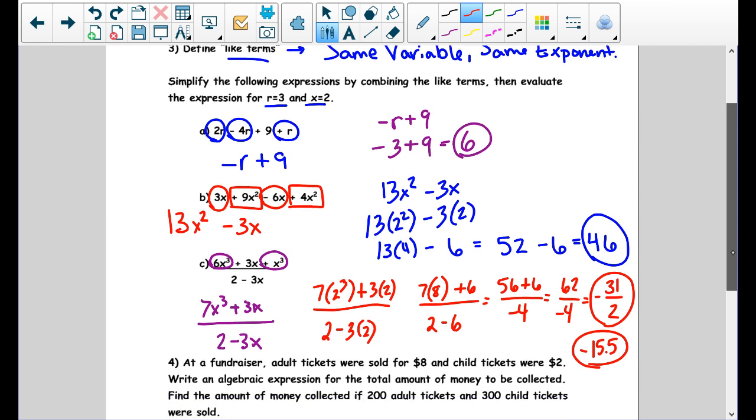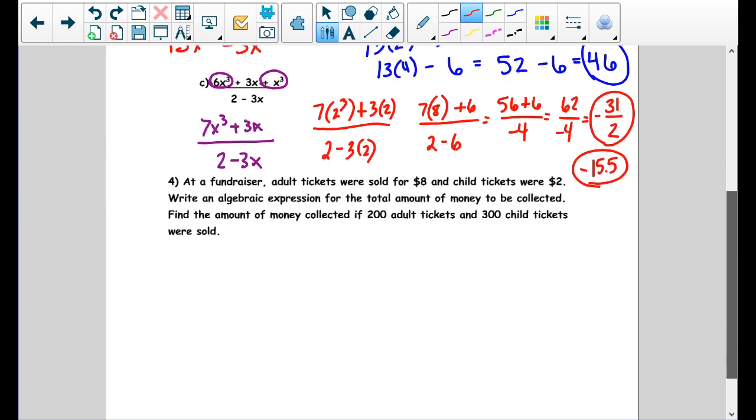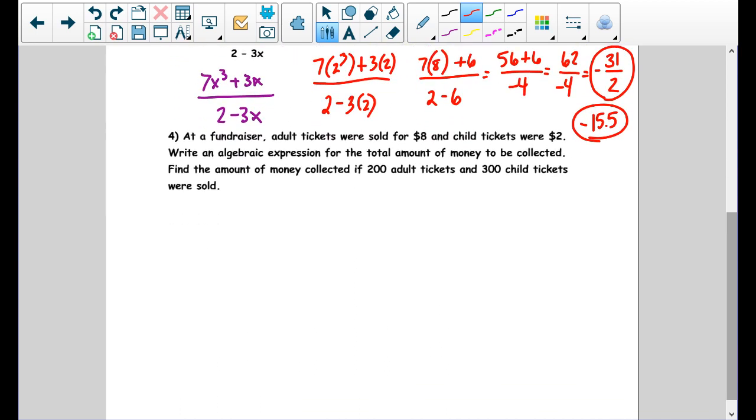Alright, we got one more word problem here. At a fundraiser, adult tickets were sold for $8 and child tickets for $2. Write an algebraic expression for the total amount of money to be collected. Find the amount of money collected if 200 adult tickets and 300 child tickets were sold. So we're going to do two parts: write the expression, and then figure out the amount of money.